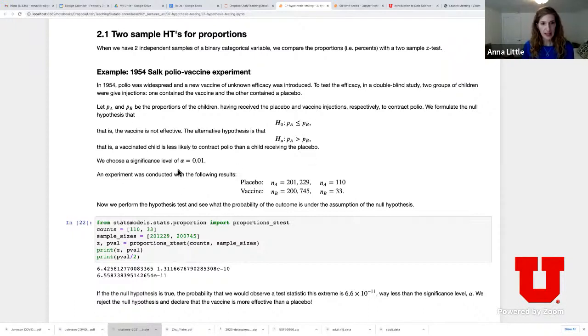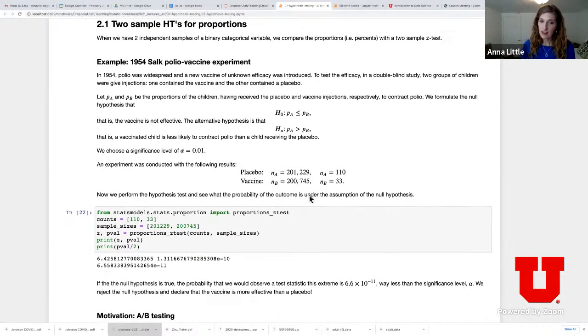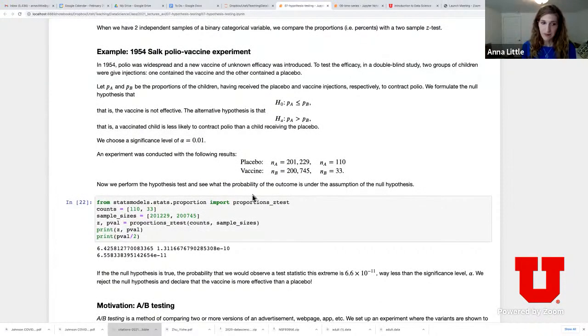Okay, and let's once again pick a significance level of 1%. And so let's suppose that when they do this experiment, we get the following results. We have about 200,000 children in each group, and in the placebo group, 110 got polio, and in the vaccinated group, 33 got polio. You can see these sample sizes are pretty big, so we may expect that this is pretty significant evidence that the vaccine is doing something. So let's quantify that in a hypothesis test.